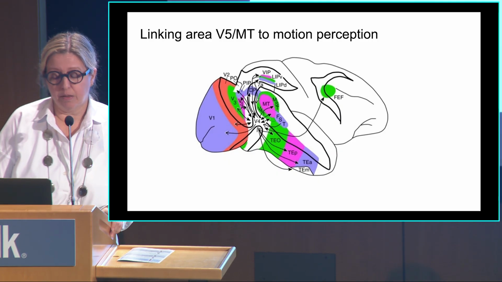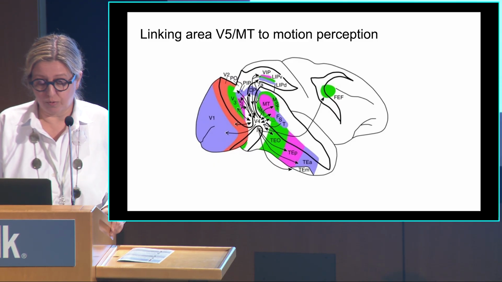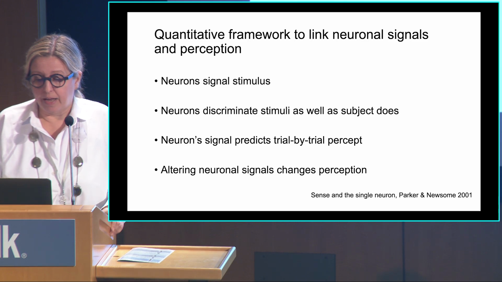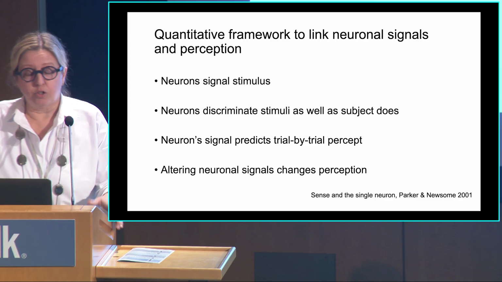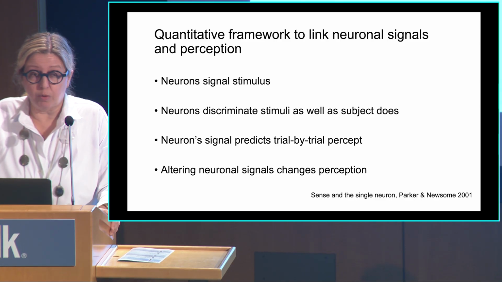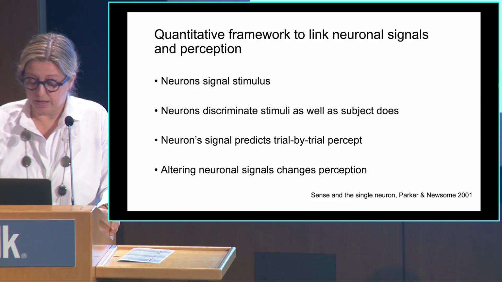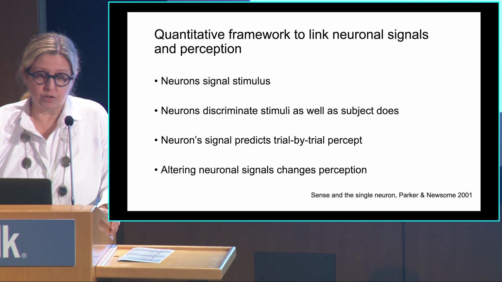And they linked there, in a battery of tests, single neurons to the perception of motion direction with these very simple stimuli. And they came up with a quantitative framework to do so, where they showed that the neurons there signal the stimulus, so the direction of motion. They are sensitive to the task. They discriminate the stimuli as well as the subject does. And neuron signals predict the trial-by-trial percept. So single neurons on a given trial can, with a certain probability, tell you what the animal is reporting at the end, what is seen.